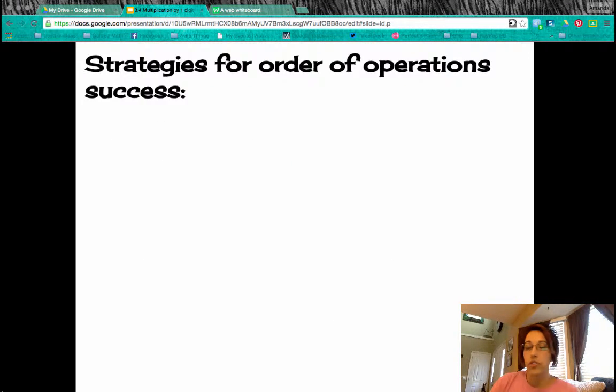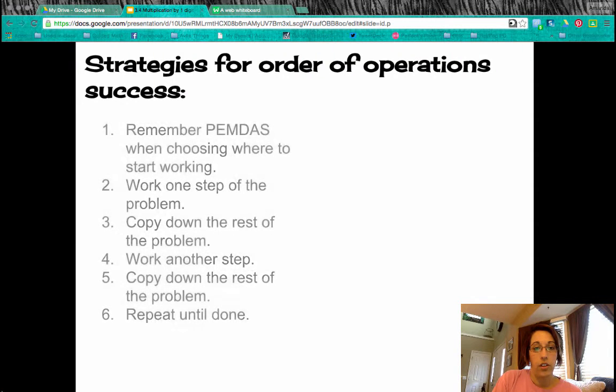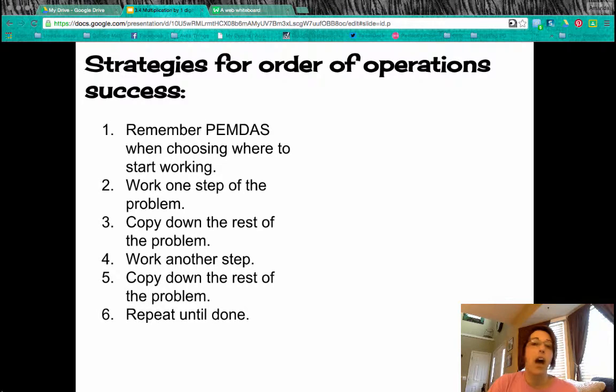So let's look at our strategies for order of operations success. First, remember PEMDAS when choosing where to start working. You are going to work one step of the problem at a time, copy down the rest of the problem, work another step of the problem, copy down the rest, and repeat that process until you are done.